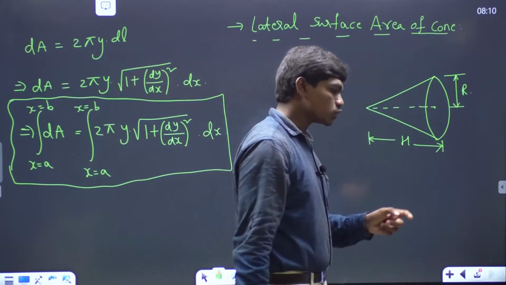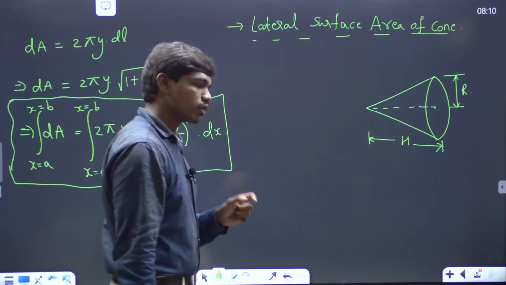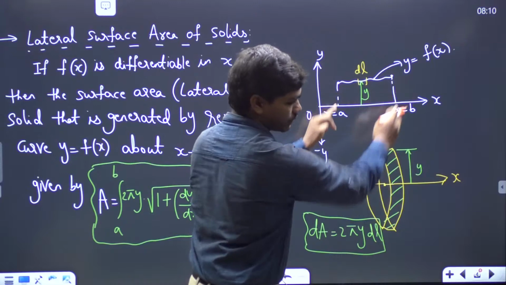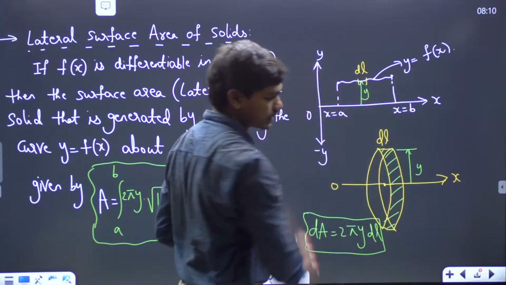Manoj Kumar, sir, x is equal to a and x is equal to b because we want to consider the length between x is equal to a and x is equal to b. If this gets extended, this limit also gets extended. Okay.